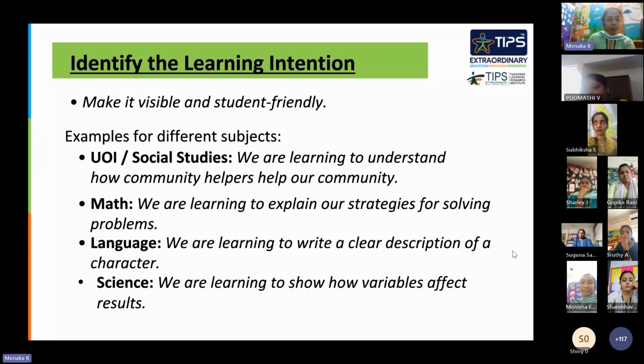I'll take for example UI. We are learning to understand how community helpers help our community. So for this, can we create a success criteria? I'll give a minute. Can we create a success criteria and post it in the chat?